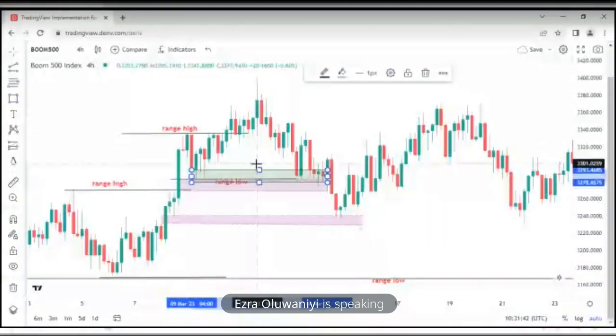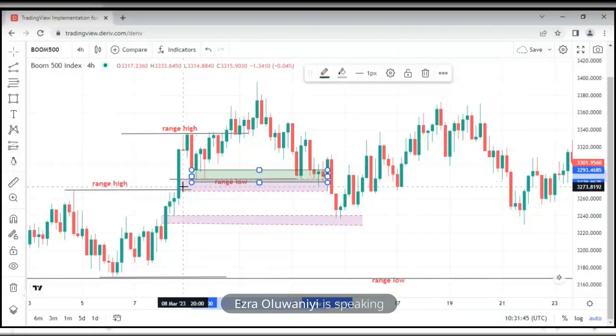So some persons want to enter around here. But the only thing you could learn from it is that since there's an imbalance below, this place might be an inducement. There's a possibility that it is an inducement, a high possibility.